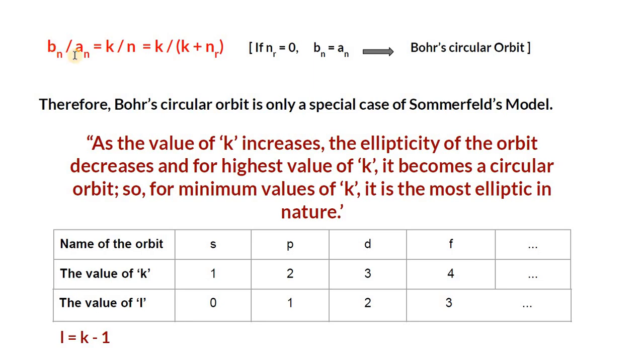That means Bn will be equal to An. So when k equals n, for the maximum value of k, Bn will be equal to An. That means Bohr circular orbit.